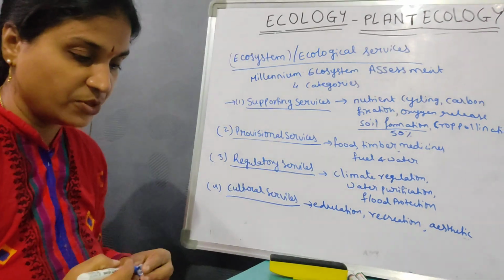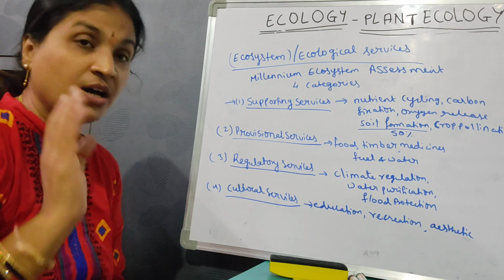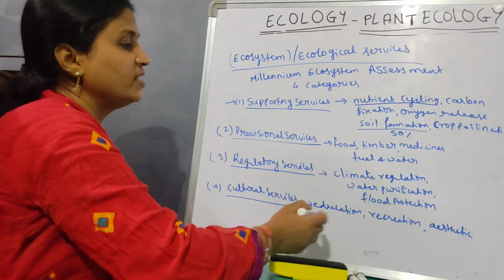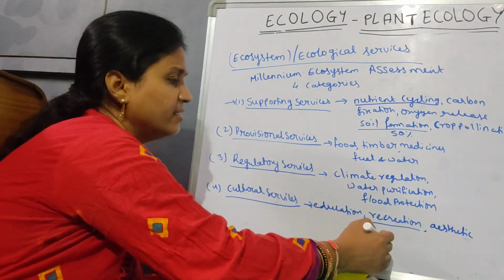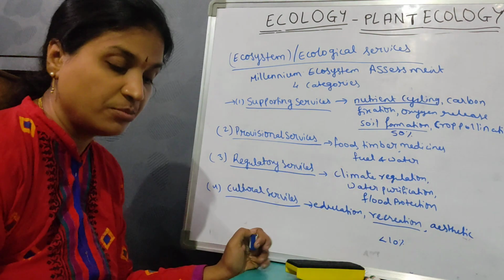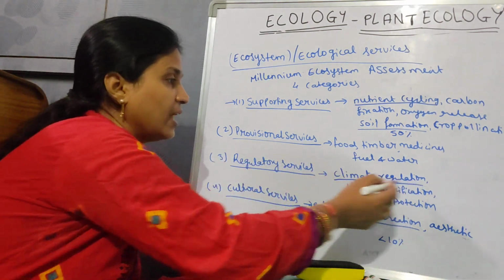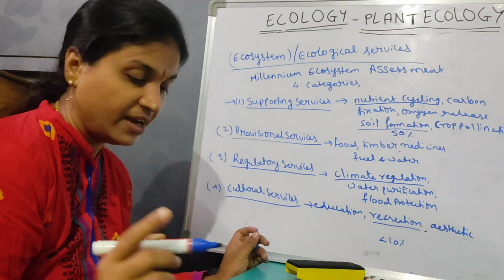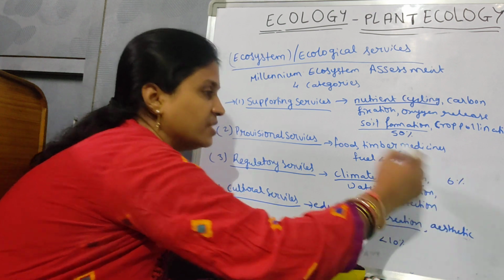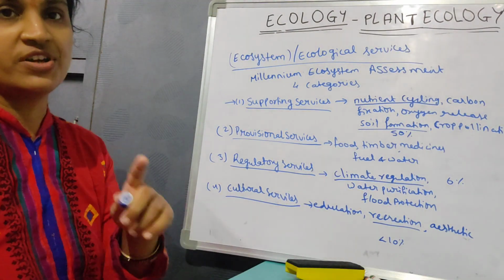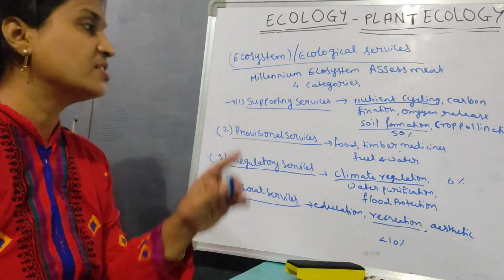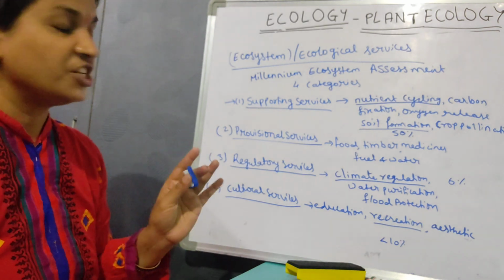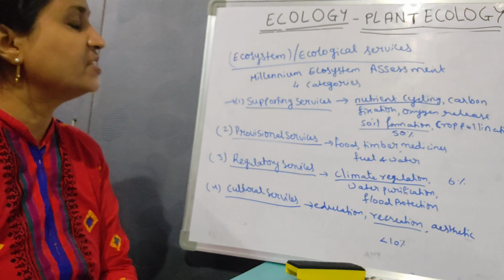Out of the total cost of the various ecosystem services, soil formation accounts for about 50%. The contribution of nutrient cycling and recreation is less than 10% each. Climate regulation and habitat for wildlife are about 6% each.